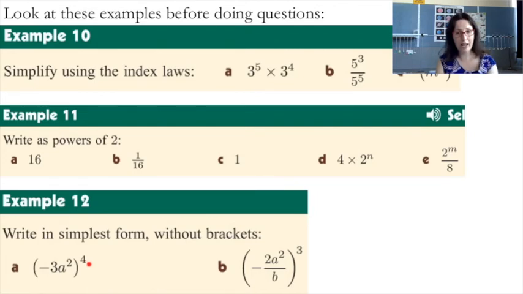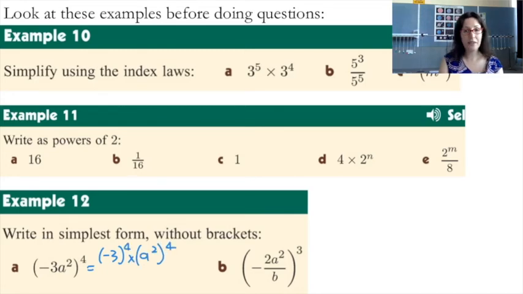So we have the 4 outside of the brackets. We have to share that in with each thing, not just sharing it with the A that already has the power. So our answers for that are, if I have enough room, I might write it next to it here. You might like to think of it like this first, and then that simplifies out to be 81, and notice that it's positive because it's an even power, times by A to the power of 8, and we got that because we did 2 multiplied by 4.